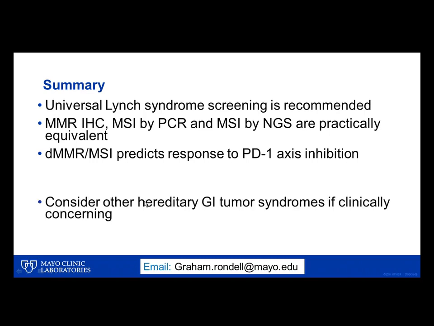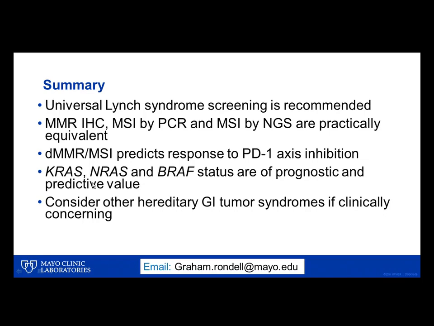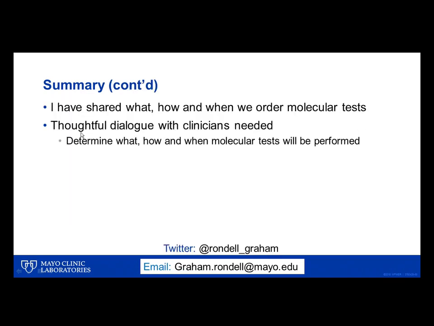I think it's useful to consider other hereditary GI tumor syndromes if there's some clinical concern based on the ordering providers' provided information or based on what you see pathologically on the material submitted. And KRAS, NRAS, and BRAF status are both prognostic and predictive in the context of colorectal cancer care. So I've shared what, how, and when we order molecular tests in our practice, and certainly what I've seen in practices that I interact with.